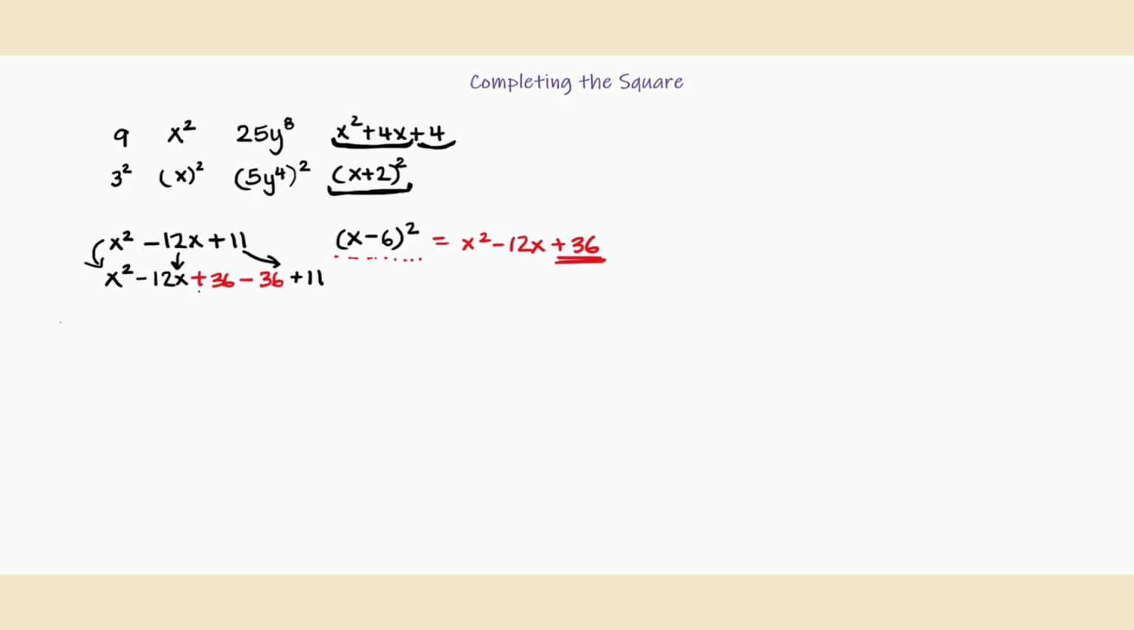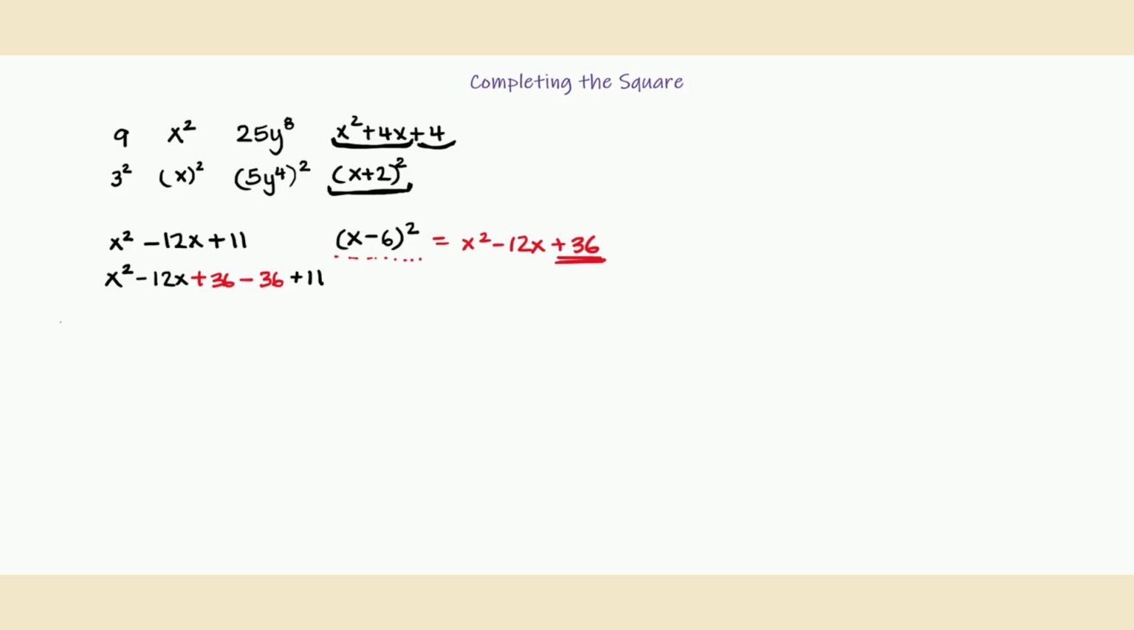But we did add in 36 minus 36, which is 0. That way we do not change the value of the polynomial. And you can add in 0 in any form. It could be 10 minus 10, it could be 50 minus 50. It doesn't quite matter, just as long as whatever you add in, you also subtract to not change the value of your polynomial.